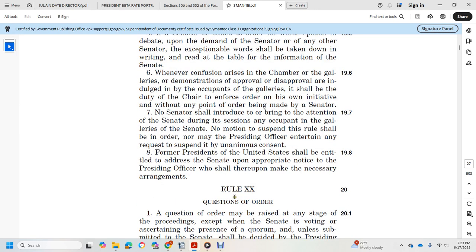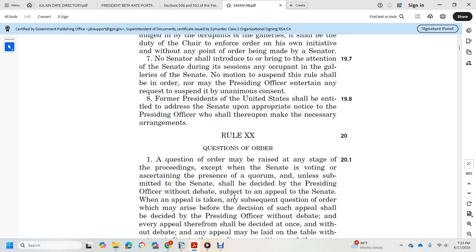Rule 20. Questions of order. A question of order may be raised at any stage of the proceeding except when the Senate is voting or ascertaining the presence of a quorum, and unless submitted to the Senate, shall be decided by the presiding officer without debate, subject to an appeal to the Senate. When an appeal is taken, any subsequent question of order which may arise before the decision of such appeal shall be decided by the presiding officer without debate.